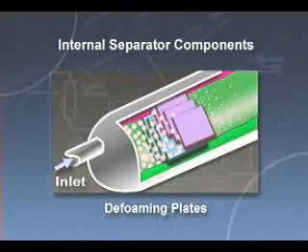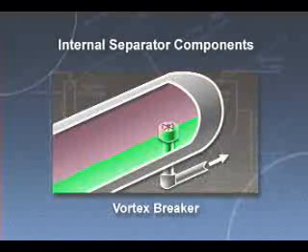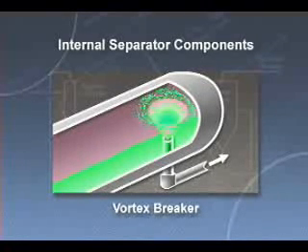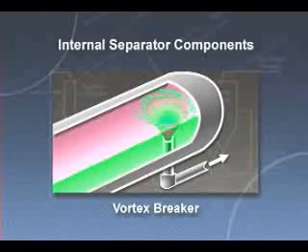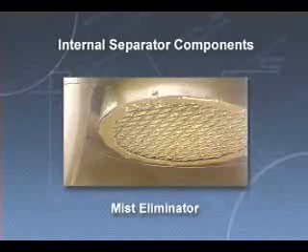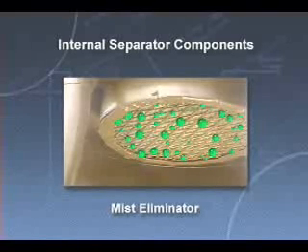Defoaming plates reduce foaming at the gas-liquid interface, which tends to occur when gas bubbles are liberated from the liquid. A vortex breaker keeps vortexes from developing when the liquid control valve is open, thus preventing gas from being drawn out of the vapor space and re-entrained in the liquid outlet. Mist eliminators coalesce and collect small liquid drops from separated gas before the gas leaves the vessel.